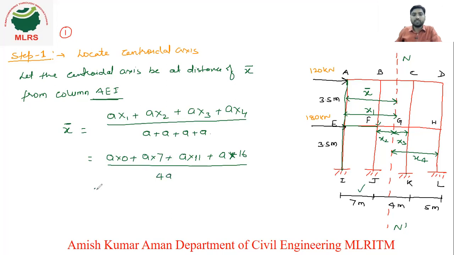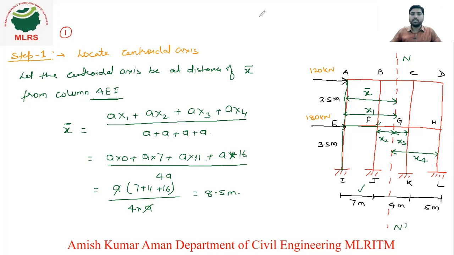So here you can take a common. So 7 plus 11 plus 16 will be inside, and divided by 4 into a. This a cancels. If you solve it, you will get it as 8.5 meter, right? So we got our x dash. What is x dash? X dash is nothing but 8.5 meter. Means from here, at a distance of 8.5 meter, we have the centroidal axis. Means we have located the centroidal axis, that is 8.5 meter, right?